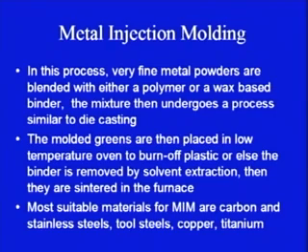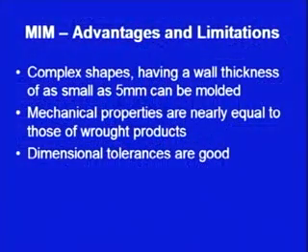So, the most suitable materials for MIM, that is metal injection molding, are carbon and stainless steels, tool steels, copper and titanium. These are the materials which are most suitable for use under the metal injection molding or the MIM compaction process. So, MIM has certain advantages and limitations. Just to have a brief overview of the advantages and limitations of the metal injection molding compaction process, we will just run through them.